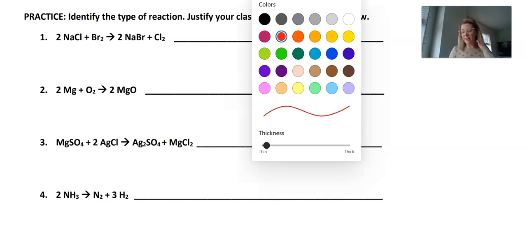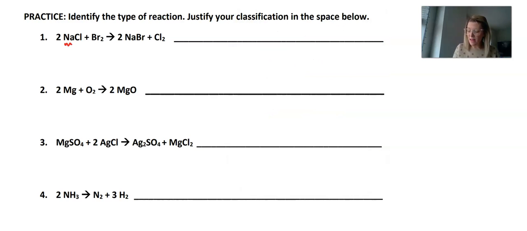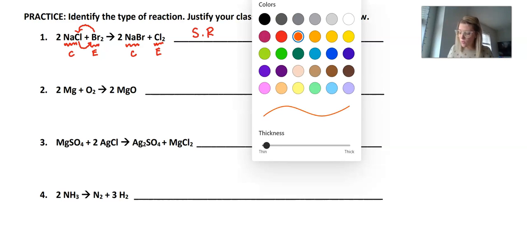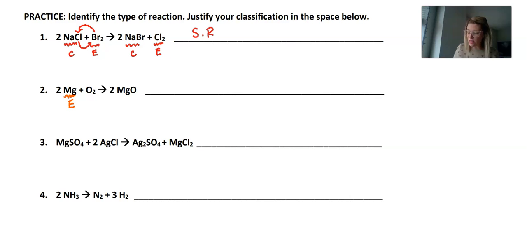Okay, so welcome back. Let's go ahead and go over that. In our first reaction, we have a compound plus an element producing a compound plus an element. And if you think back to our types of reactions, notice that the Br swaps places with Cl and produces the NaBr and Cl2. This is considered a single replacement reaction. Okay. Second question, we have elemental Mg combining with elemental oxygen to produce one singular compound. This is a synthesis reaction.